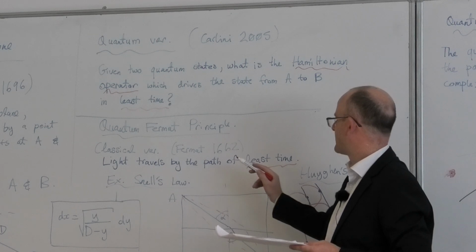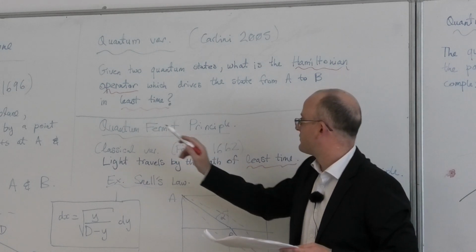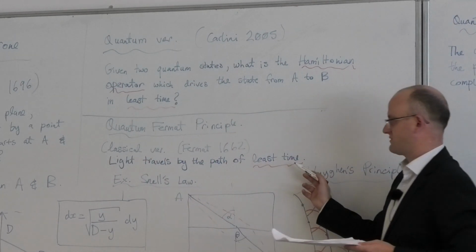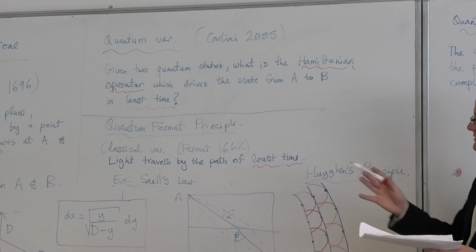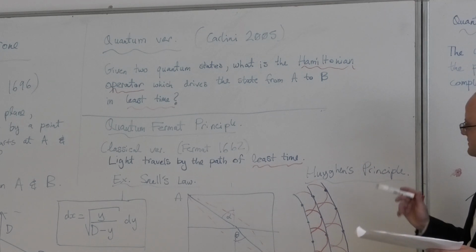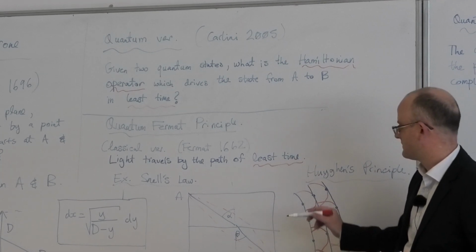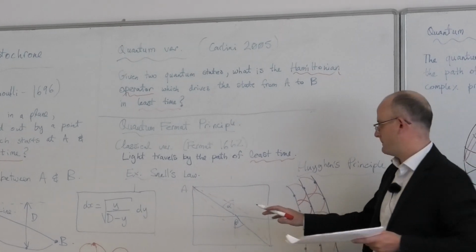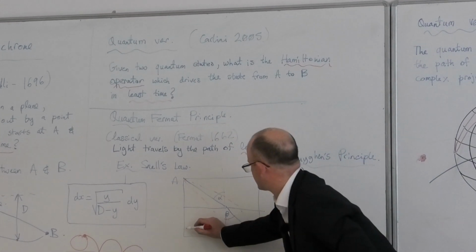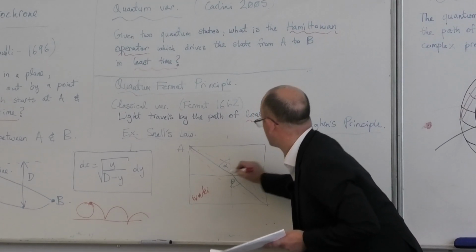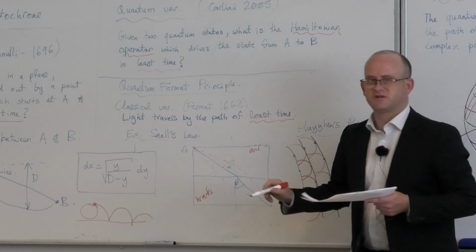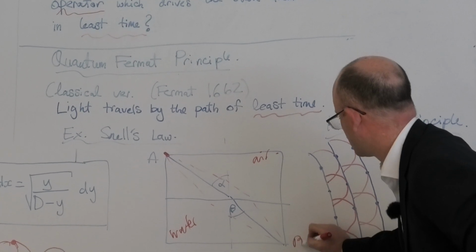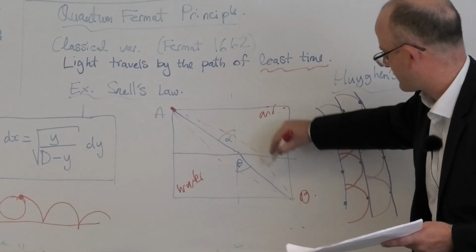The Fermat principle, which goes back to slightly before the brachistochrone, says that light travels by the path of least time. There are other versions of this, but the simplest version you can think of is a simple example where, say, this is water and this is air. They have 2 different refractive indexes. Light traveling from A to B in this context will travel by the path of least time.